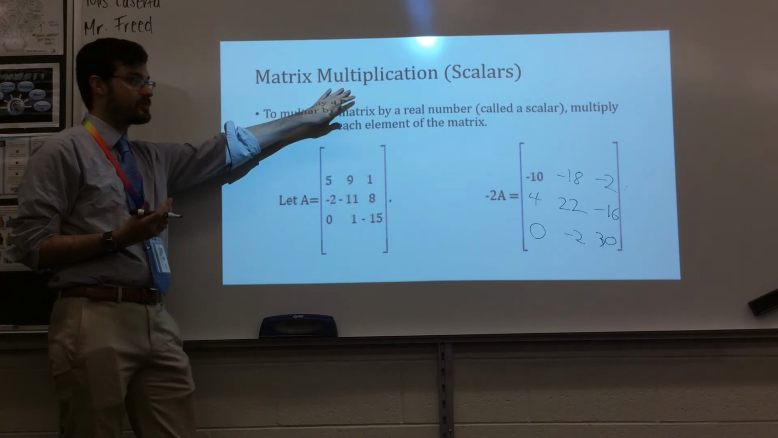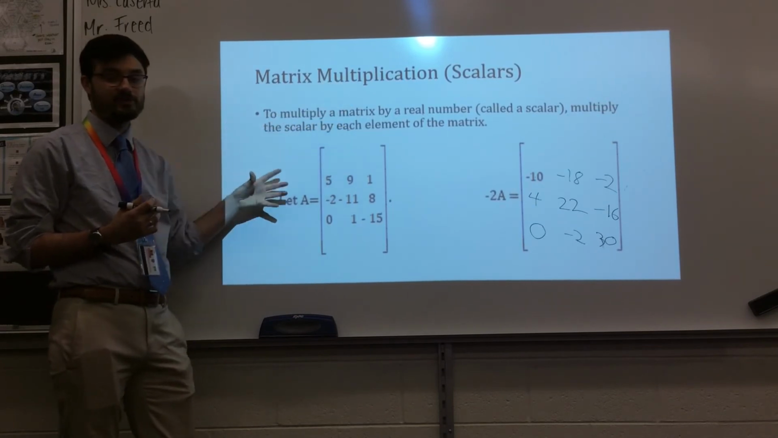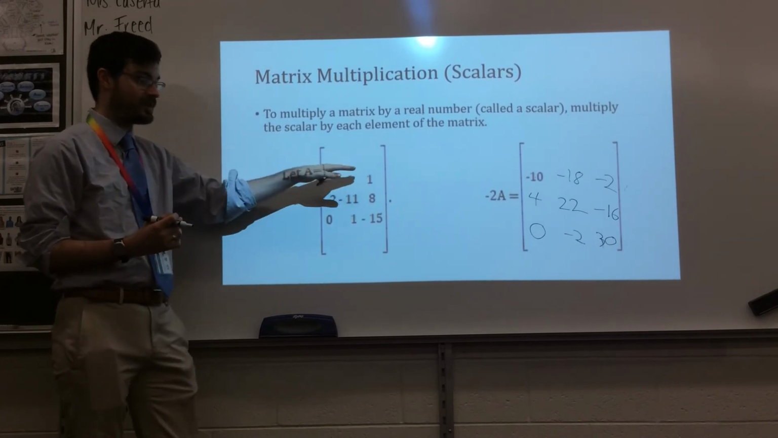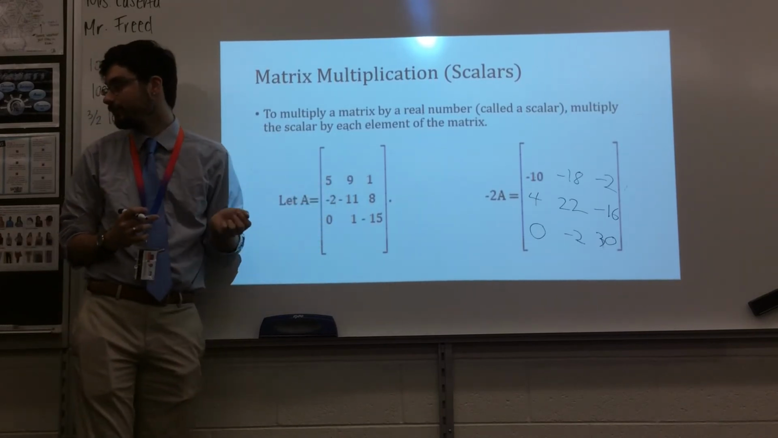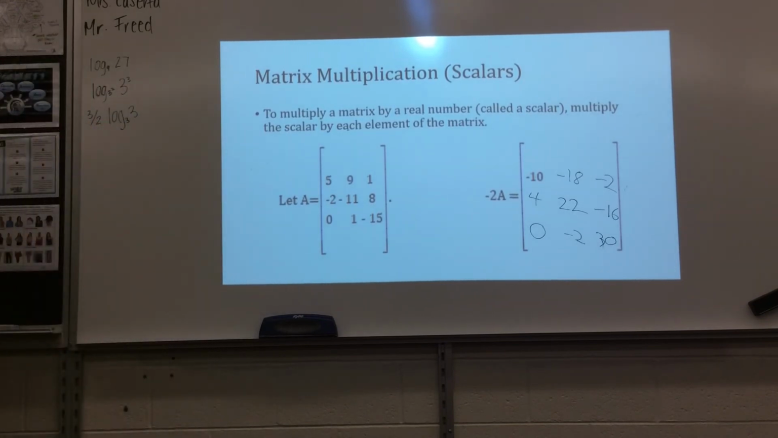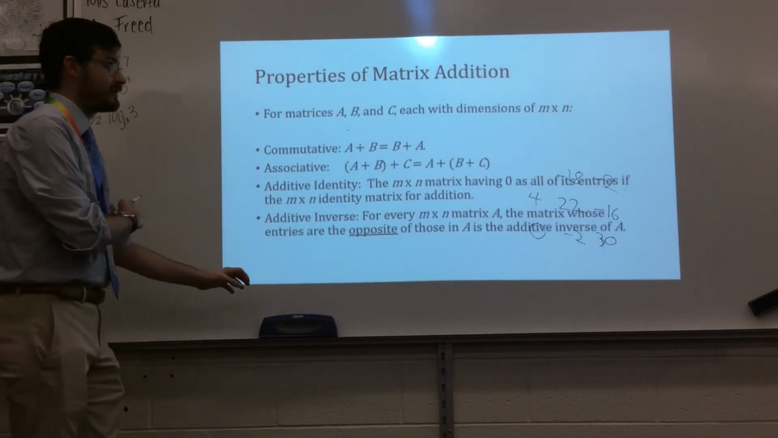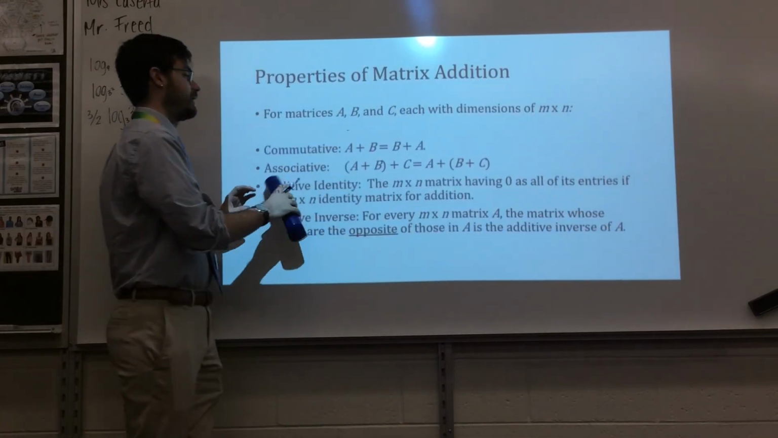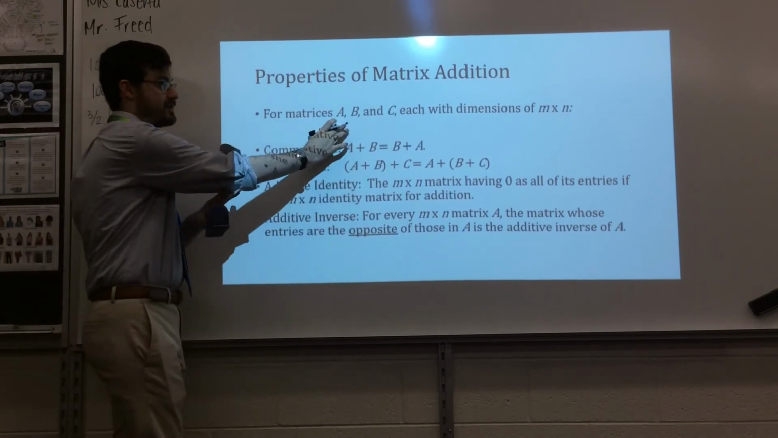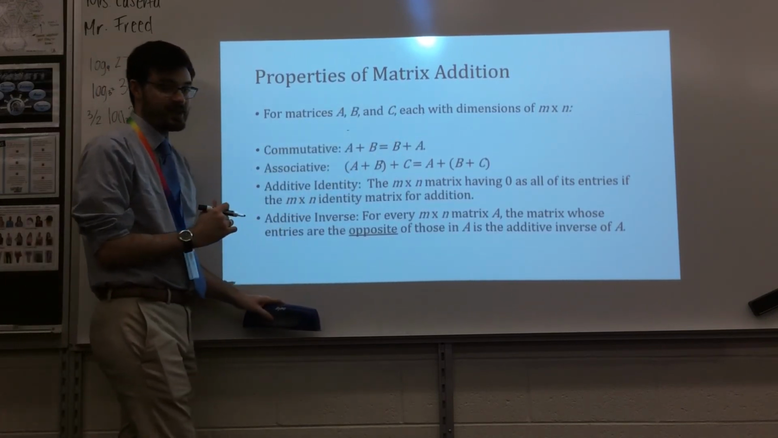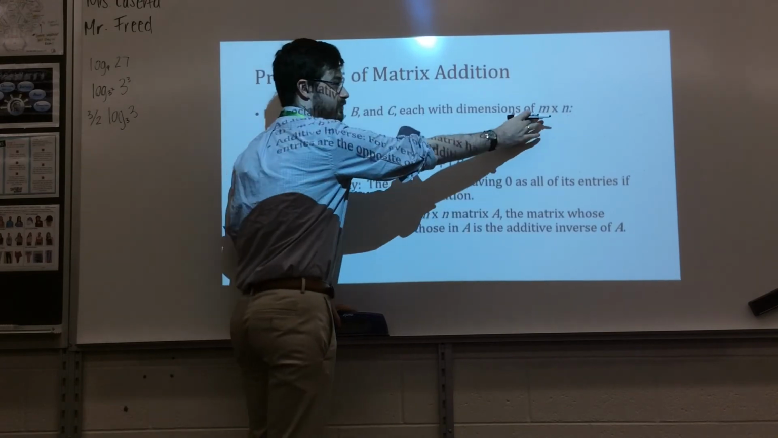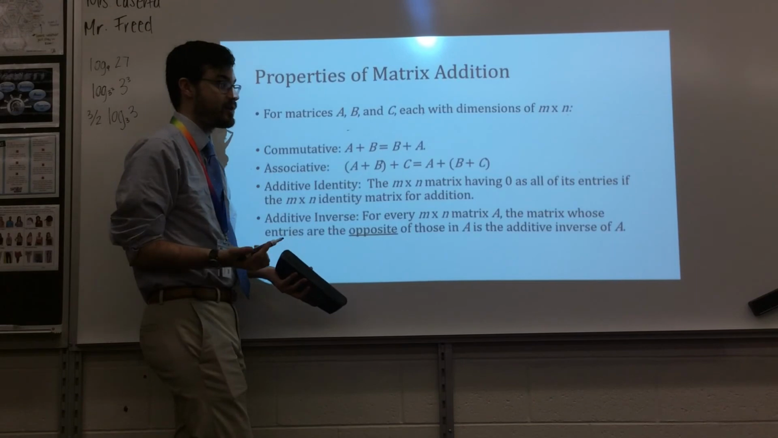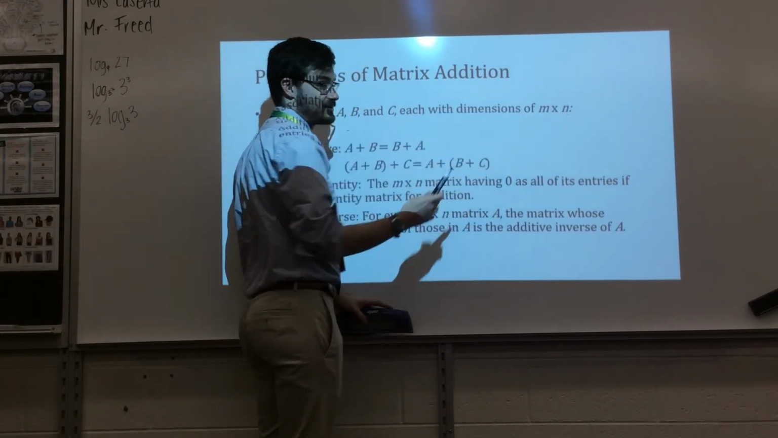For scalar multiplication, this is maybe the only time where the dimensions don't necessarily matter, because I'm just taking one number and distributing it to each entry. The last few things that we want to talk about are our general properties when we're looking at matrix addition. If I have 3 matrices, they've got dimensions m by n, so I have m rows, n columns. I don't know how many rows or columns, so I'm just going to use m and n as placeholders.